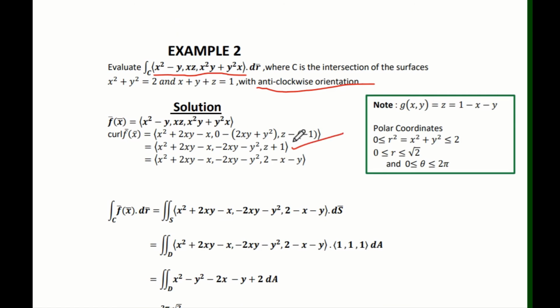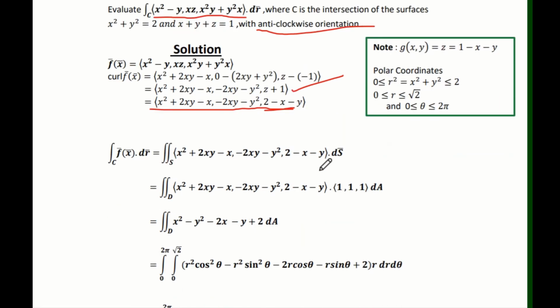Now the important part: you're going to have z here. But remember, we're given that x plus y plus z equals 1. So if you make z the subject of the formula, you get that z equals 1 minus x minus y. So where there is z, you put 1 minus x minus y, which means the third component is this. This makes it our curl. Since z equals 1 minus x minus y, this is our g of x, y.